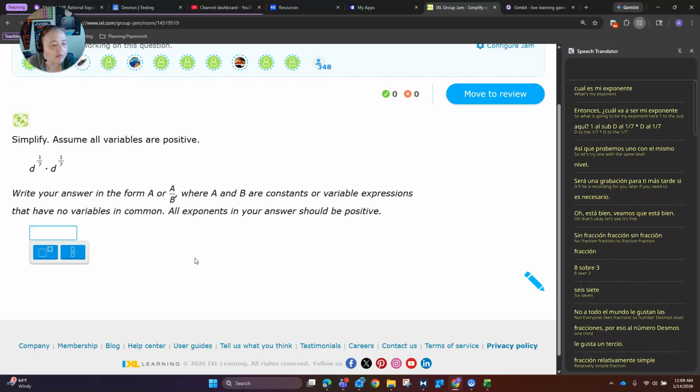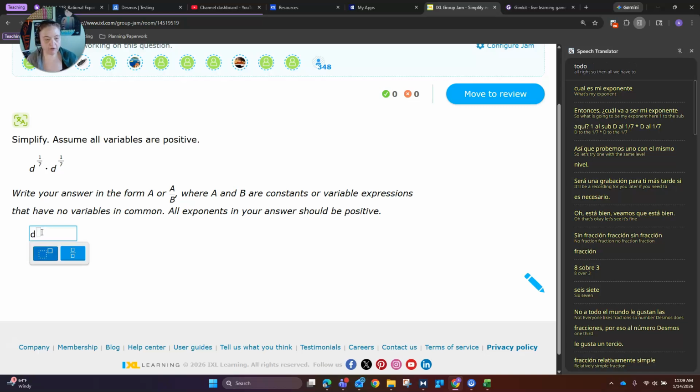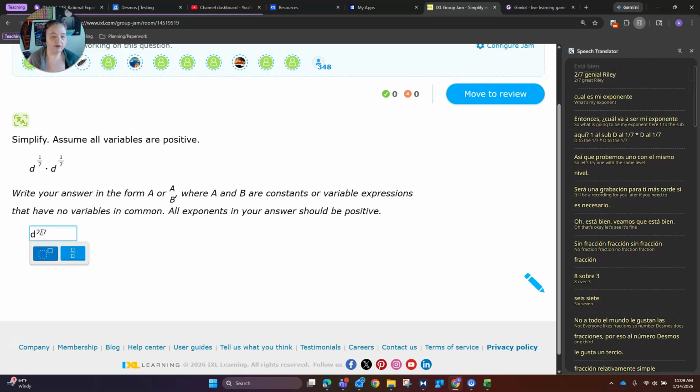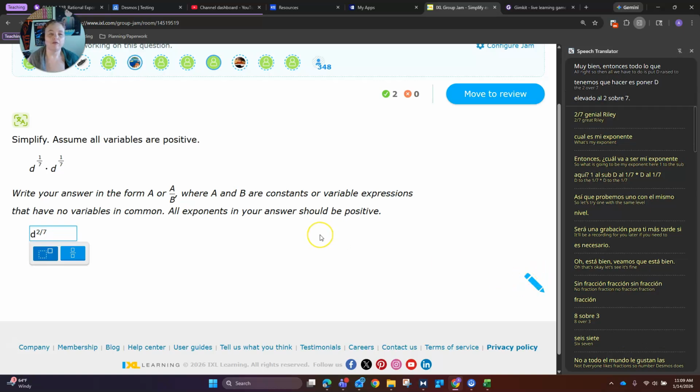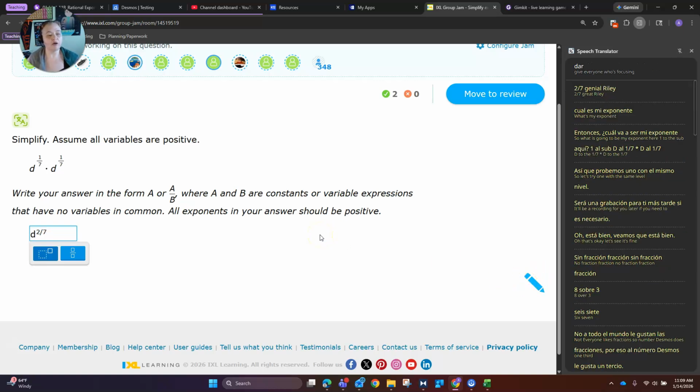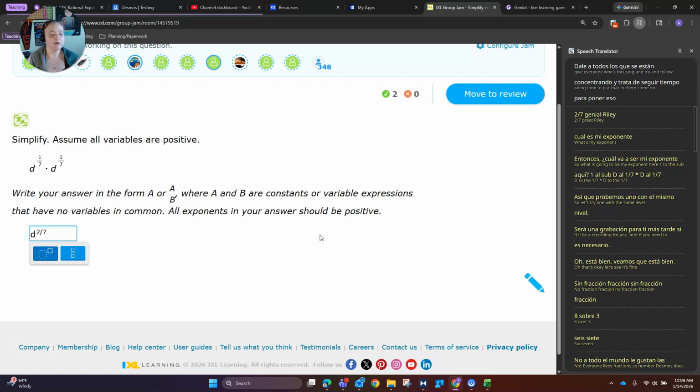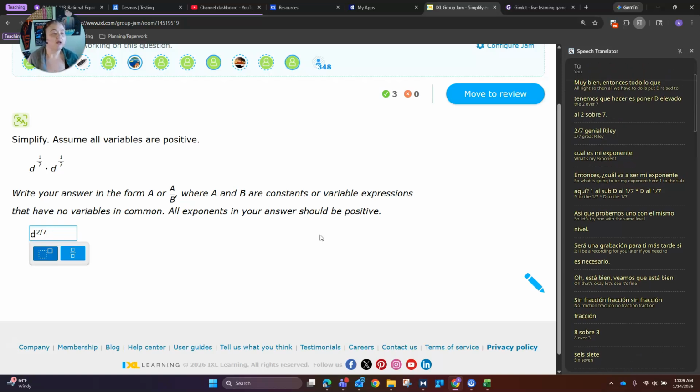Any ideas? 2 over 7. Great, Riley. All right, so then all we have to do is put d raised to the 2 over 7. Give everyone who's focusing and trying to follow along time to put that in there. Come on. Riley's got a good point.